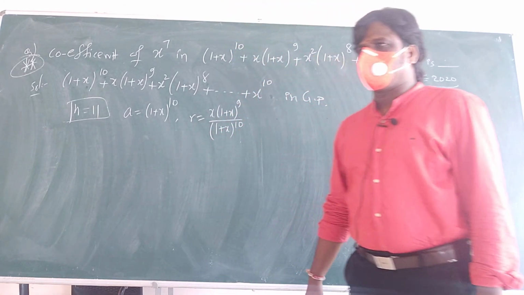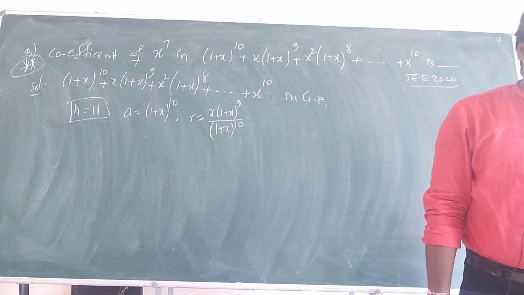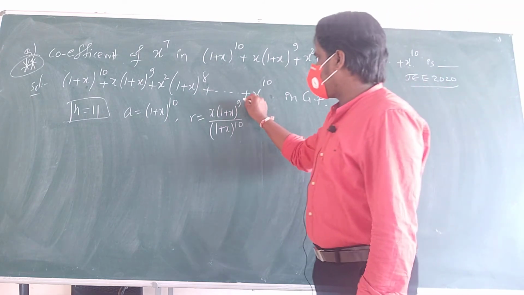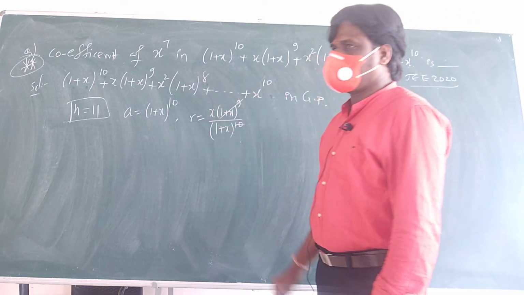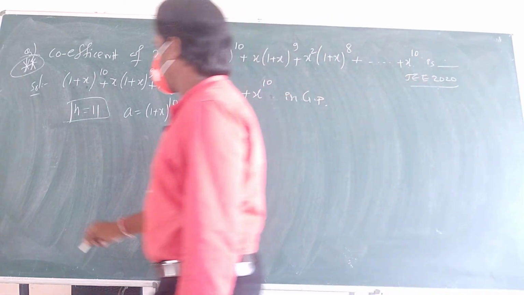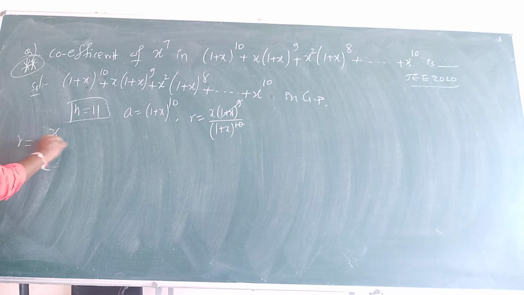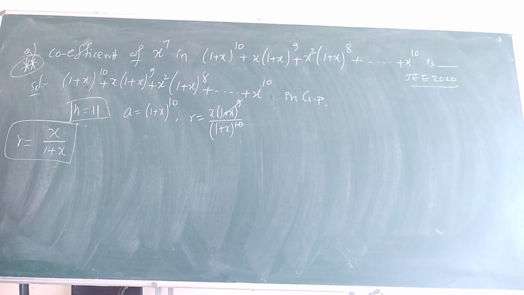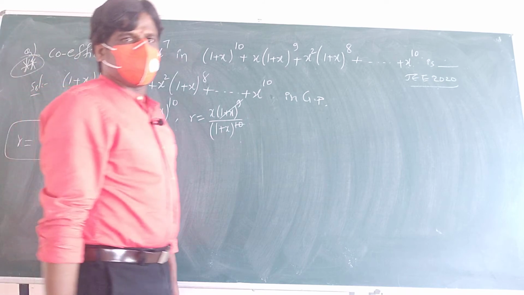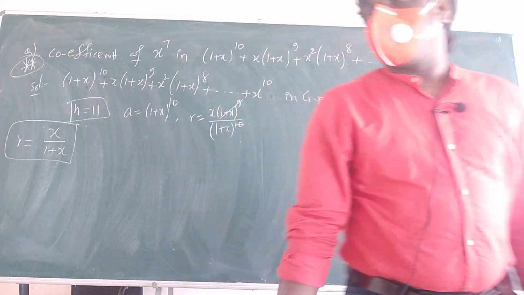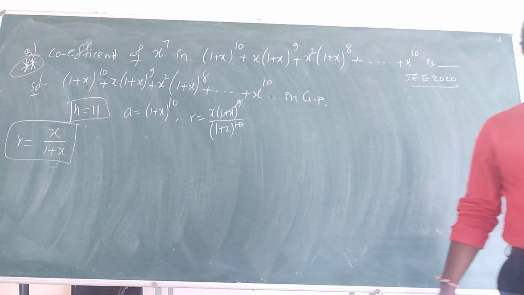T2 by T1. T2 means term 2, T1 means term 1, term 2 by term 1. So this power 9 and this power cancel out. What is R here? R is x upon 1 plus x. What is N here? N is 11. What is A here? A is (1 plus x) whole power 10.